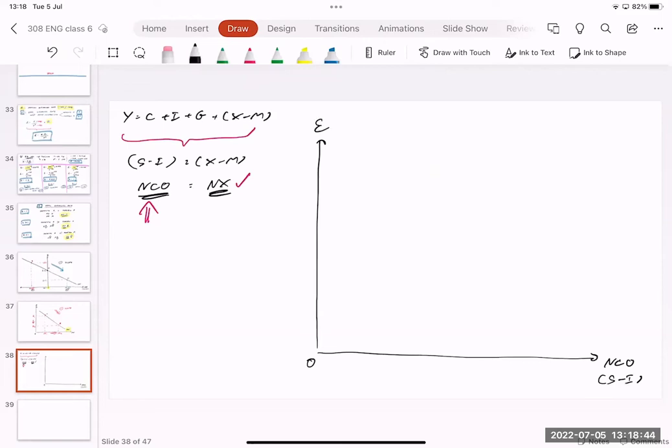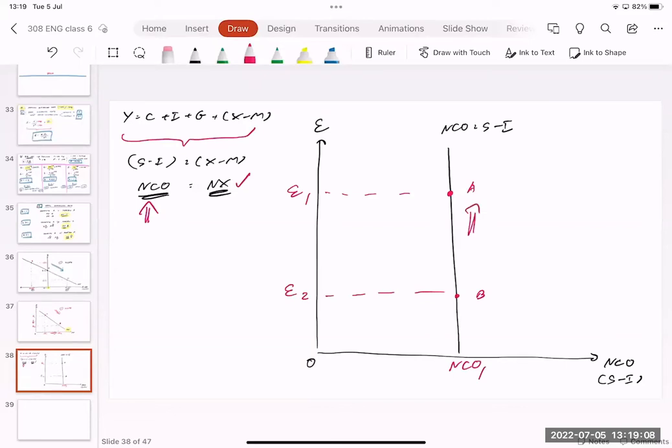On the vertical, you have the real exchange rate. The graph of NCO is always vertical. This NCO comes from S minus I, and it is always vertical because if you mark down point A and point B, this is NCO1. Even though the real exchange rate is high, or even though the real exchange rate is low, it has no effect on NCO. The net capital outflow is still the same. So a vertical curve like this means that the real exchange rate has no effect on net capital outflow.